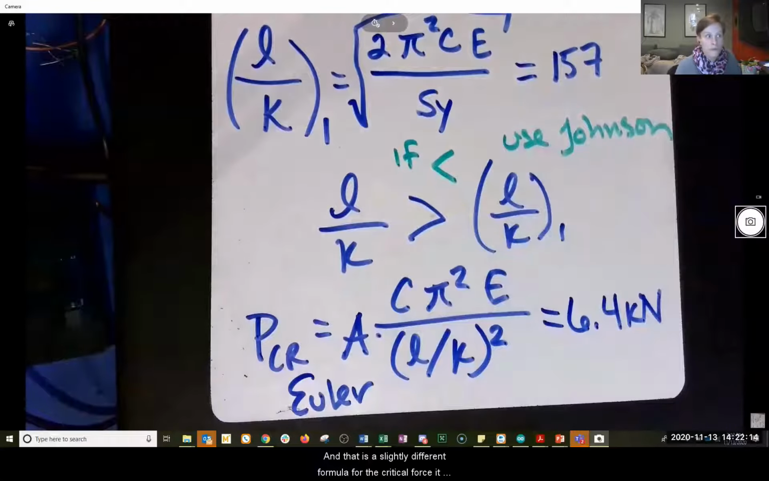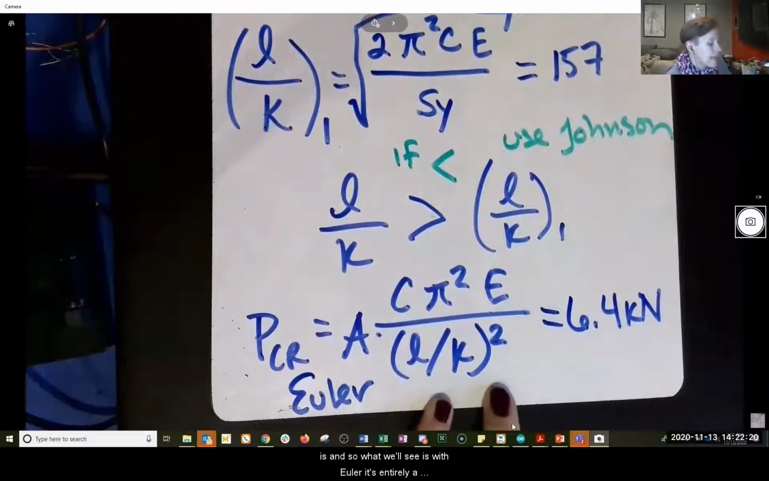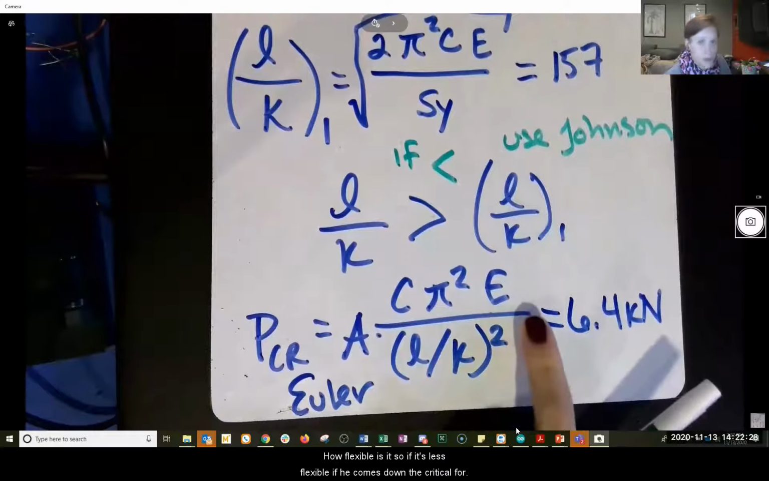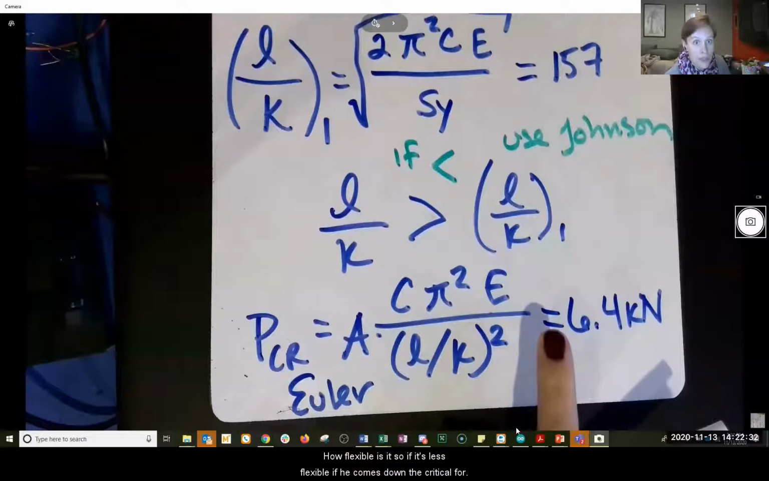And that is a slightly different formula for the critical force. It is. And so what we'll see is with Euler, it's entirely a function of the slenderness ratio, which as that goes up, the critical force comes down, right? And then how flexible is it?